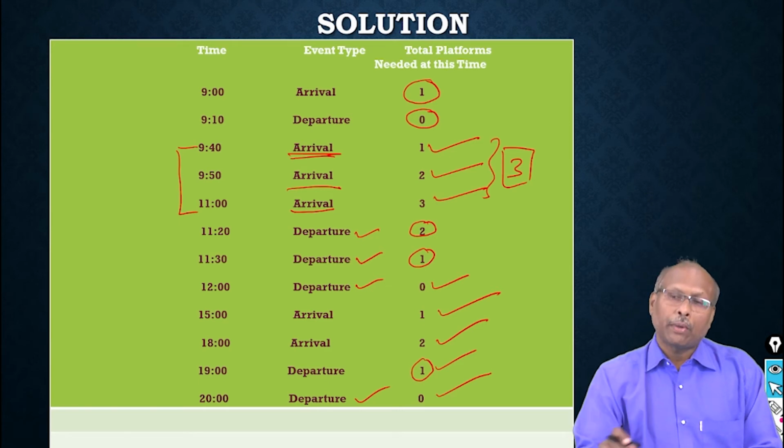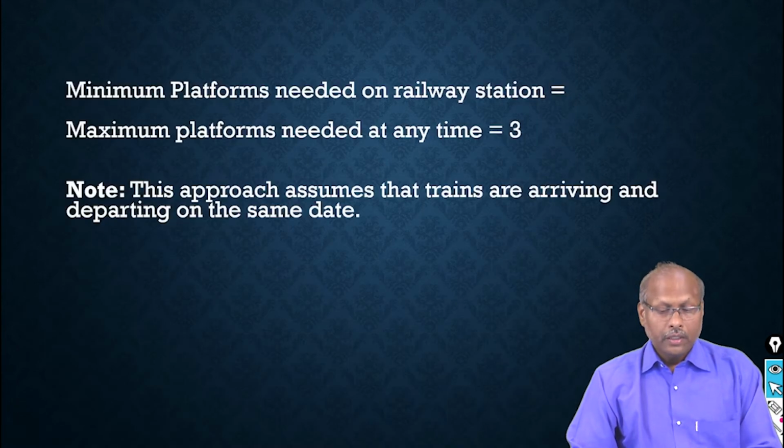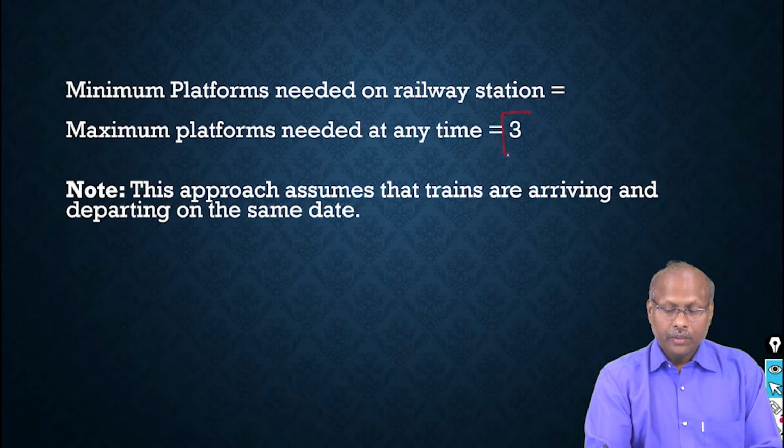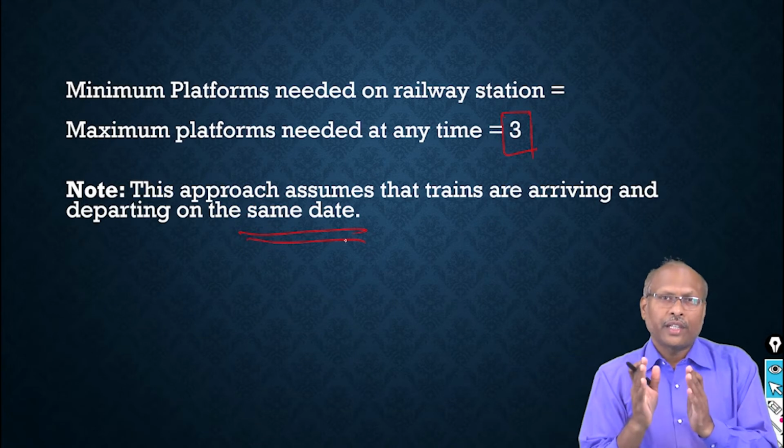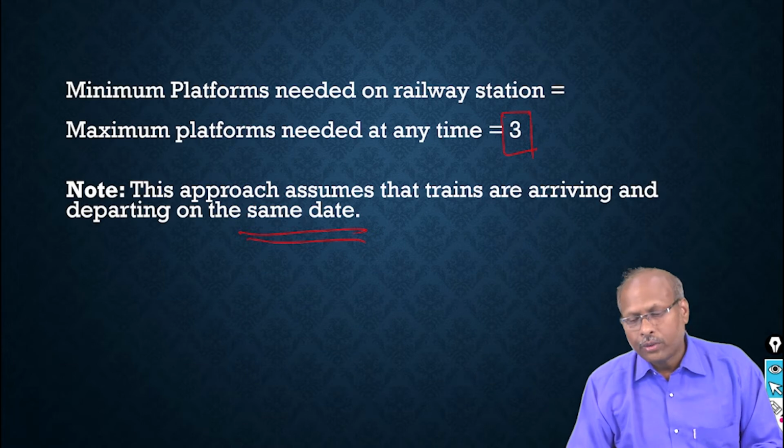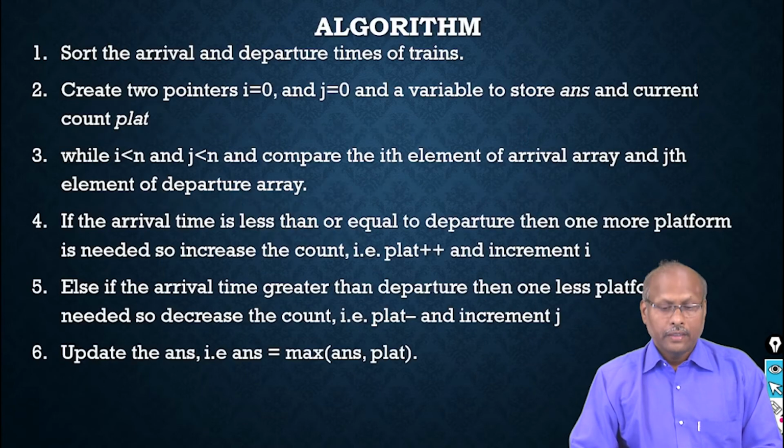So to solve this type of problem, how will you write the program? The minimum platforms needed is 3. The approach assumes that trains are arriving and departing on the same date. We are not looking at other dates because we are looking at every day's target. What is the minimum number of platforms required to accommodate all?